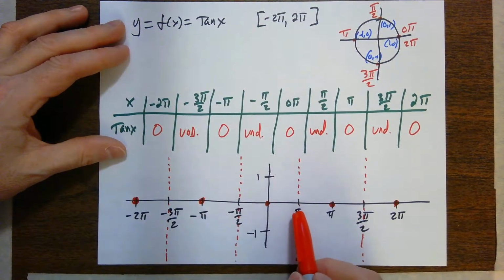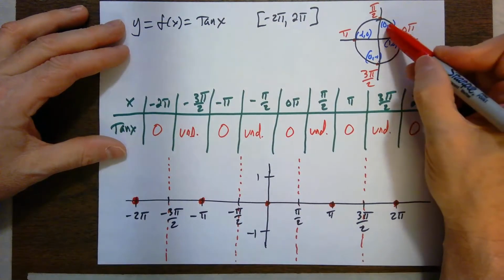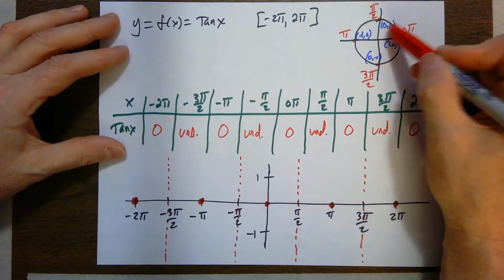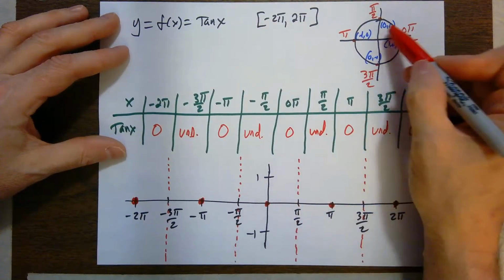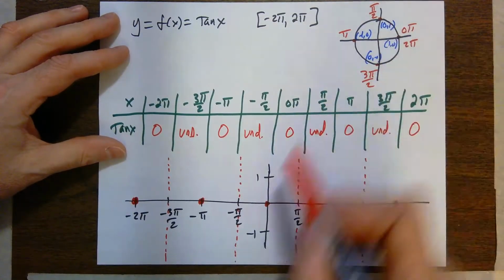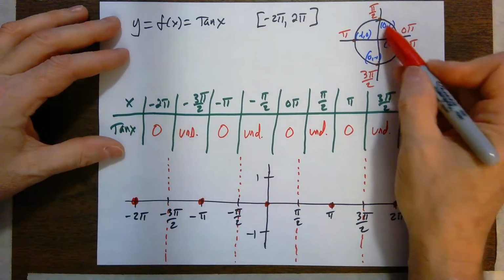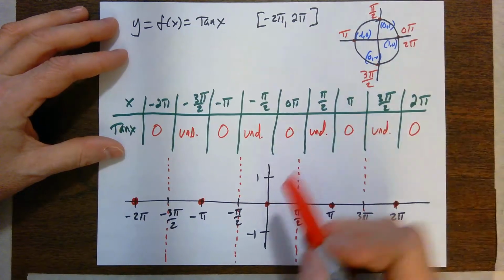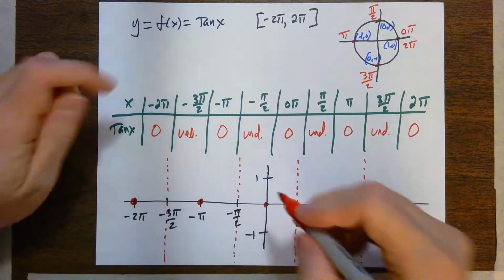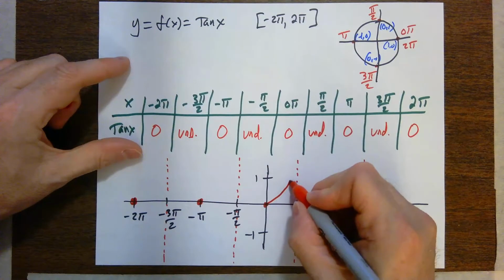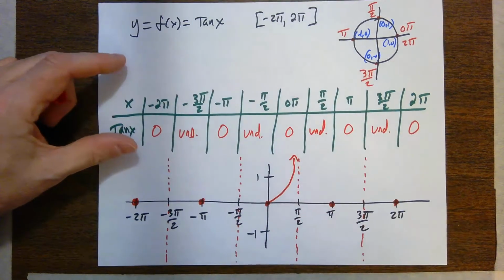Well, 0 to pi over 2. That's the first quadrant. Those are all the angles in the first quadrant between 0 and pi over 2. And in the first quadrant, tangent is positive. All of my values are positive here. So this has to be positive. So the only thing it can do is run up the asymptote.